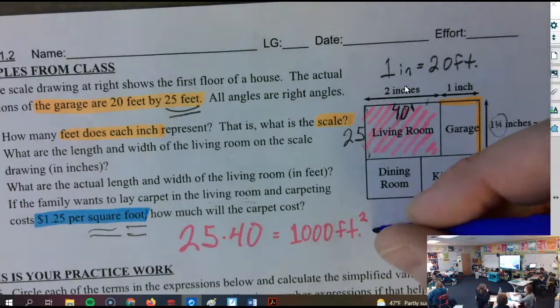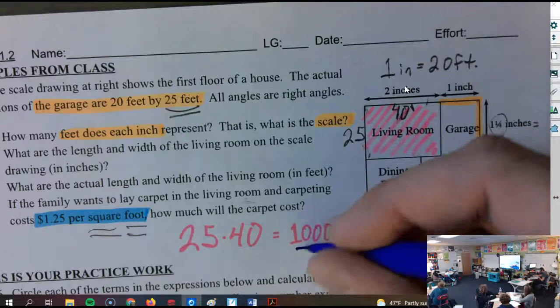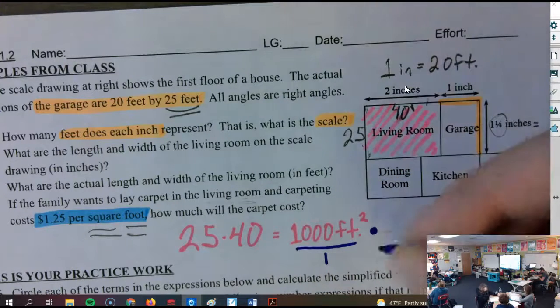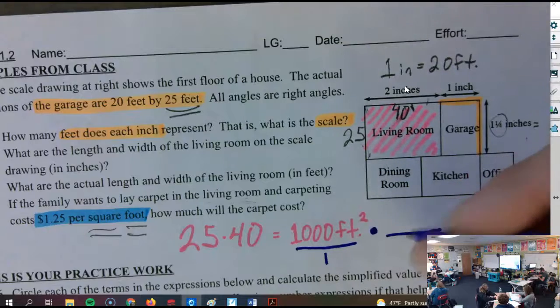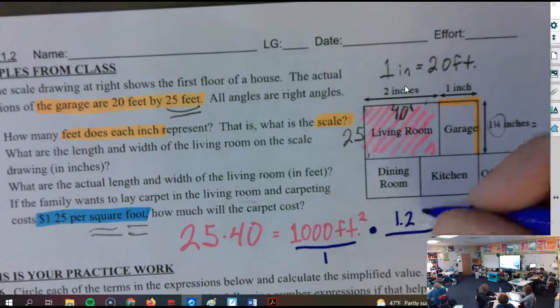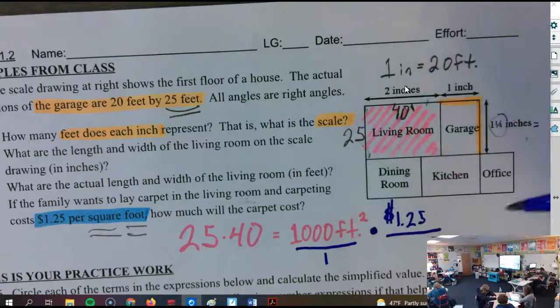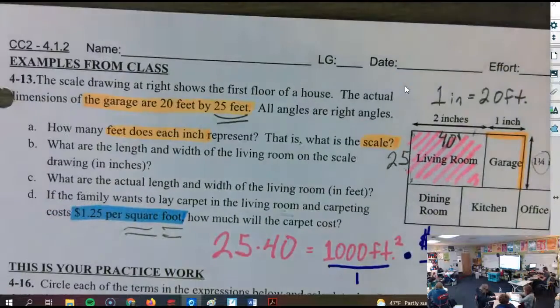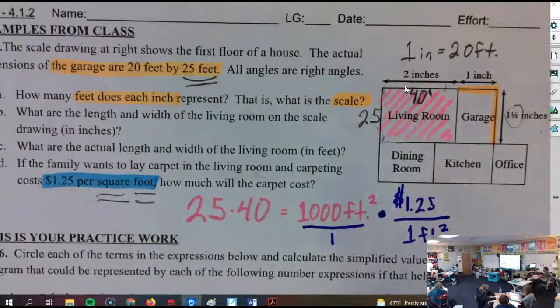Guys, I want you to write the math like this. We're going to put the 1,000 feet squared over 1. And we're going to do times $1.25 on top and 1 foot squared on bottom. This is actually another scale. Anytime we're converting, and guys, we're converting feet squared into money.